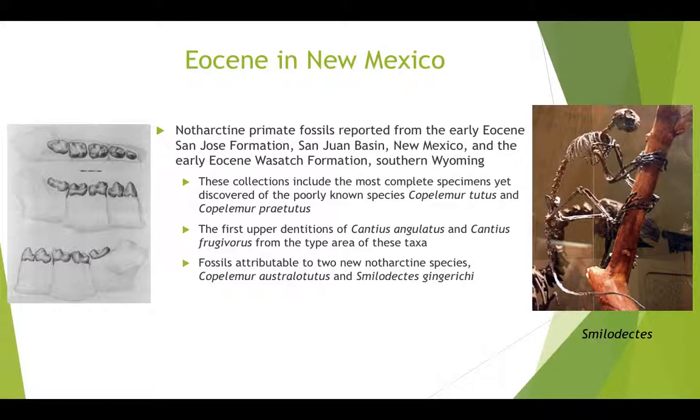So when we find one of these species in situ in a particular stratum, then we can date that stratum to a particular kind of range of dates. These collectively include some of the most complete species yet discovered of poorly known groups like Copelemur tutus and Copelemur praetus. And so Copelemur is the predominant prosimian fossil that we find in New Mexico.